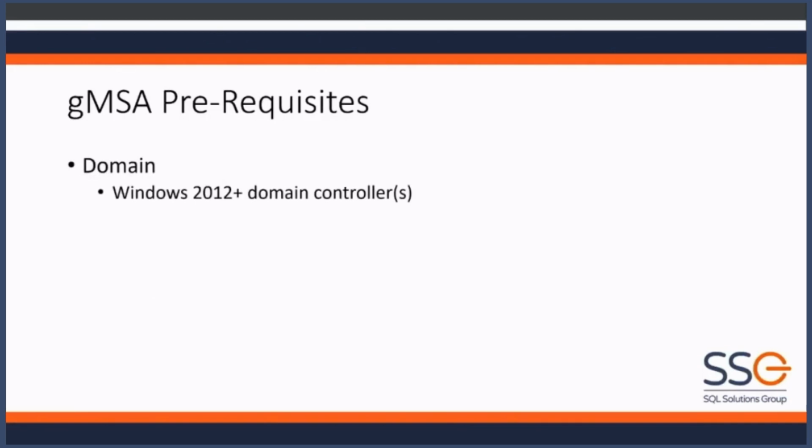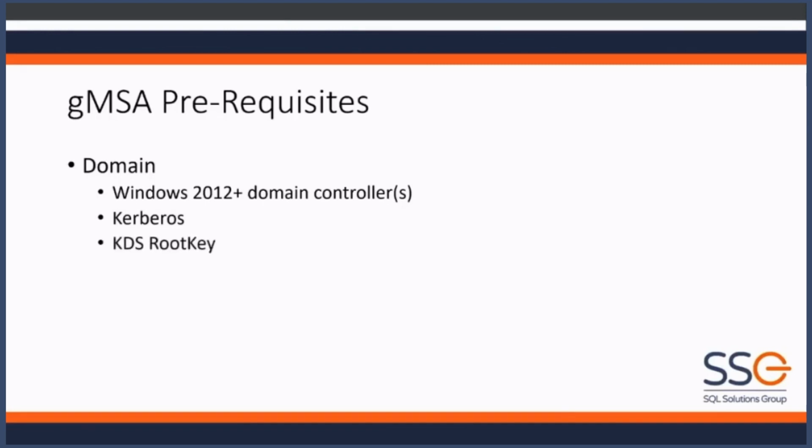Prerequisites. Your domain has to have at least one Windows 2012 or higher domain controller. This is not the functional level of the domain, right? So it isn't the type of thing where you have an old domain functional level, so you can't do this. What happens is when you have a Windows 2012 domain controller, it extends the Active Directory schema for the entire Active Directory, and there are some things that are needed for that. You have to be using Kerberos. No Kerberos, no managed service accounts.